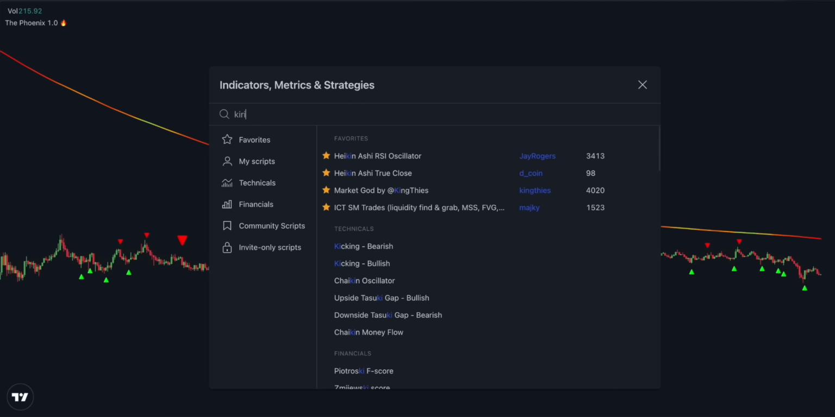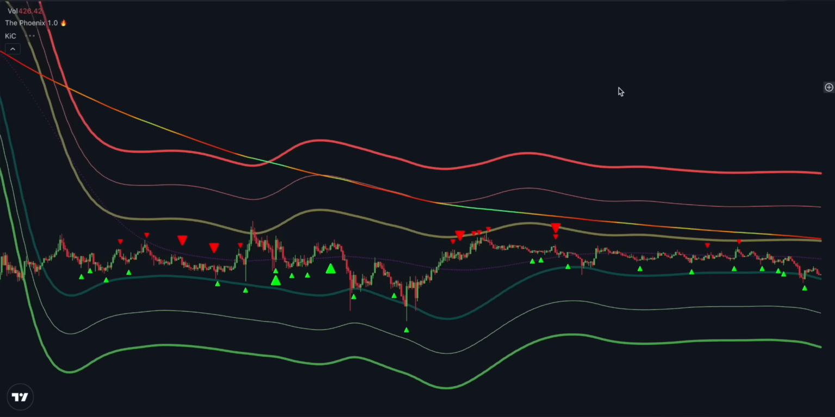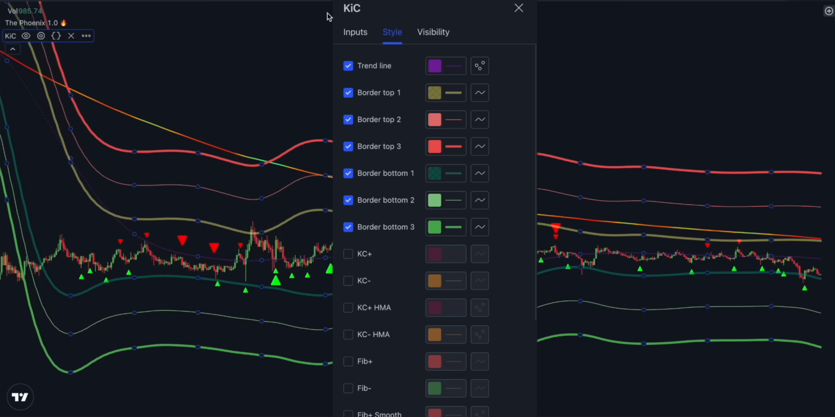So open the indicators menu one more time. Type Kirill channel and select this indicator created by Gasanov Kirill. Open its settings and change some parameters in the inputs.